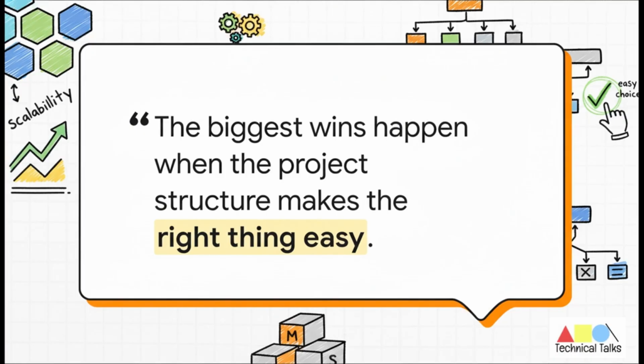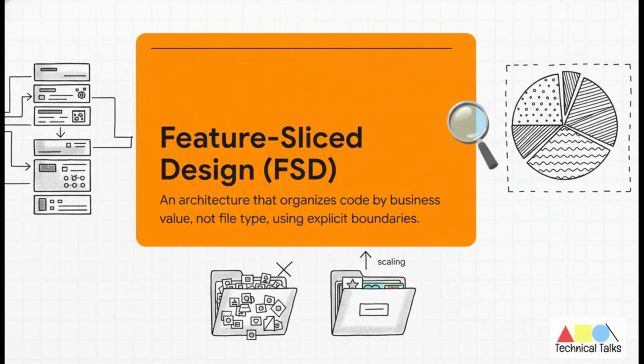This quote just nails it. It really, really does. Good architecture isn't about creating some super complex, rigid system. It's about setting up your project in a way that makes doing the right thing the easy thing for everyone on the team. It guides you toward making good choices. So what's a modern way to do this?